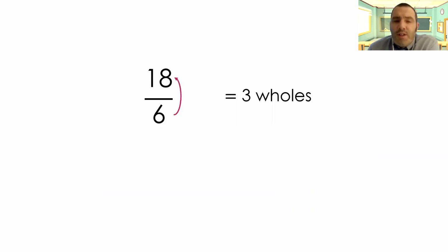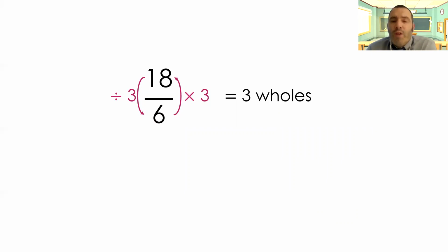So in this instance, 18 is 3 times bigger than 6, or 6 is 3 times smaller than 18. So if you divide 18 by 3, you get 6. If you multiply 6 by 3, you get 18. So both ways around, you've got 3 wholes.